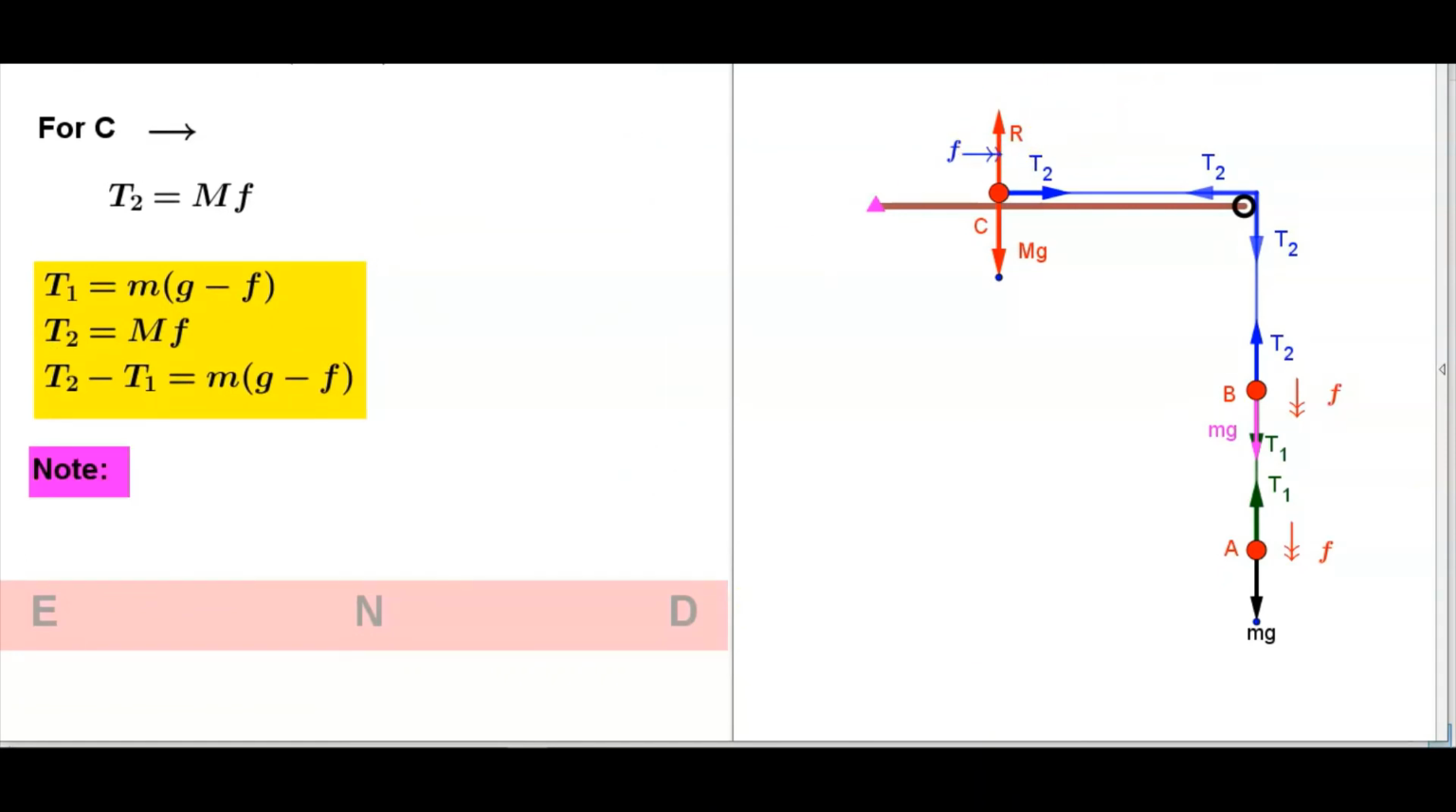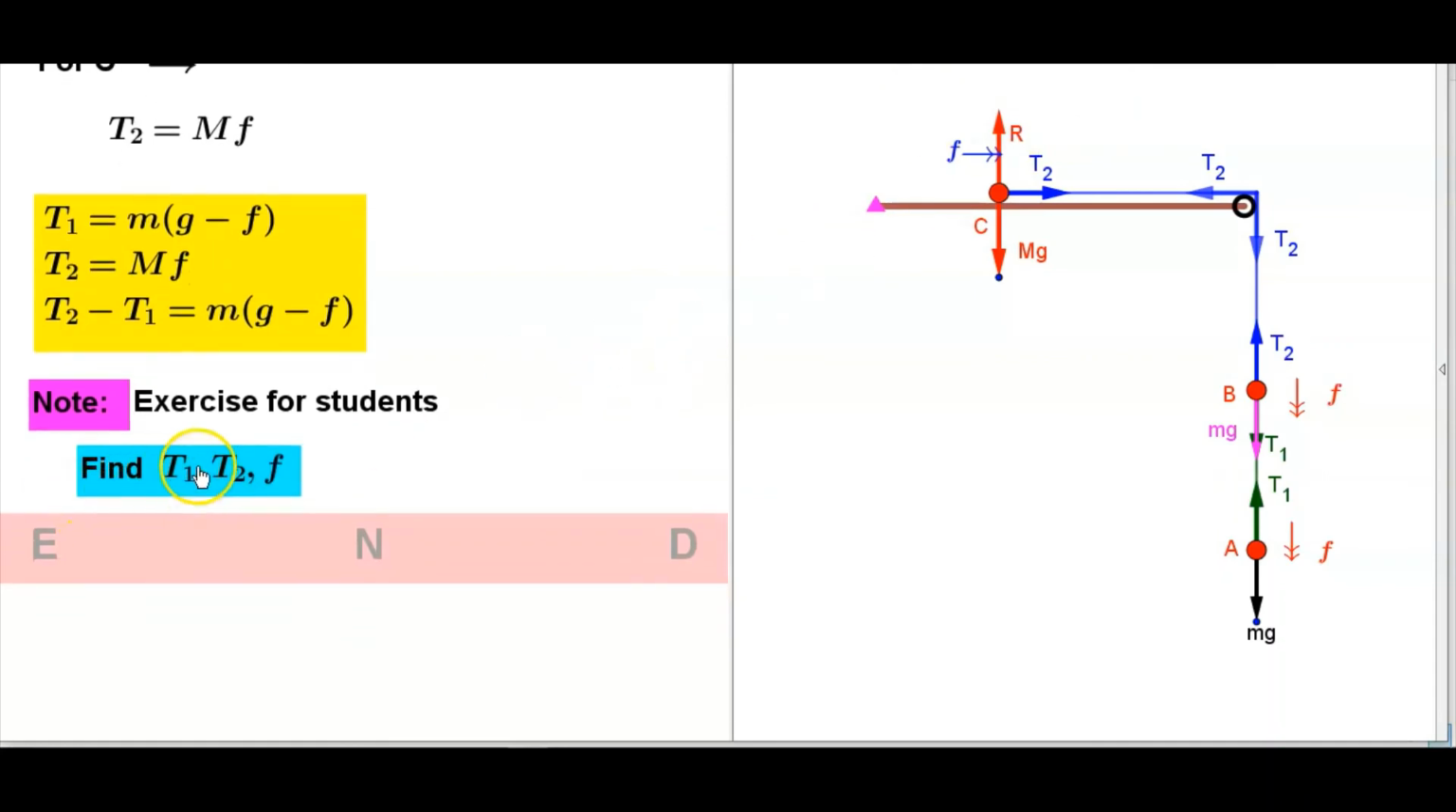For the note, exercise for students. Students can find out T1, T2 and f.